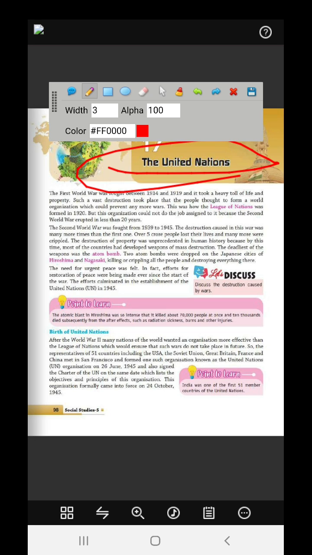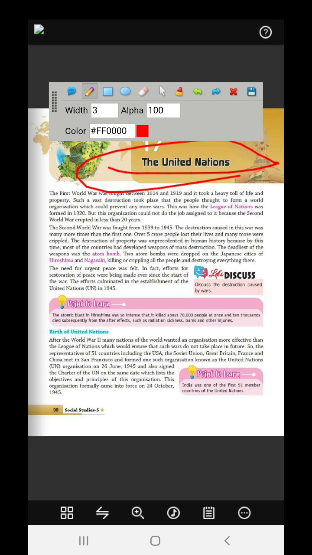The efforts culminated in the establishment of the United Nations, or the UN, in 1945. When the Second World War ended, the UN was formed. So what was the birth of the United Nations?